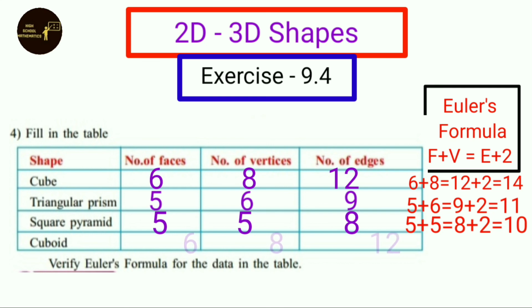A cuboid has 6 faces, 8 vertices and 12 edges. Now let us see Euler's formula. Faces plus vertices, that is 6 plus 8, equals 14. Edges plus 2, that equals 12 plus 2, equals 14. Therefore Euler's formula is verified for the given shapes.